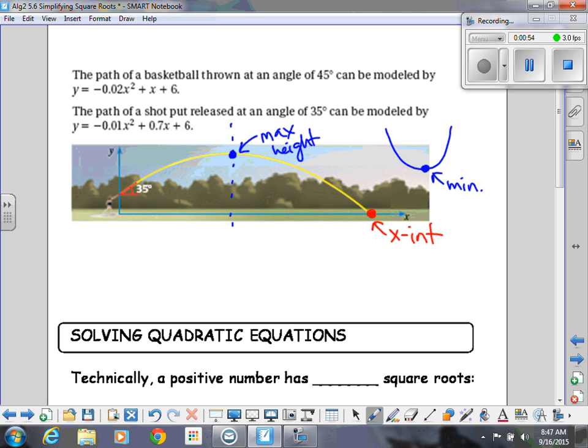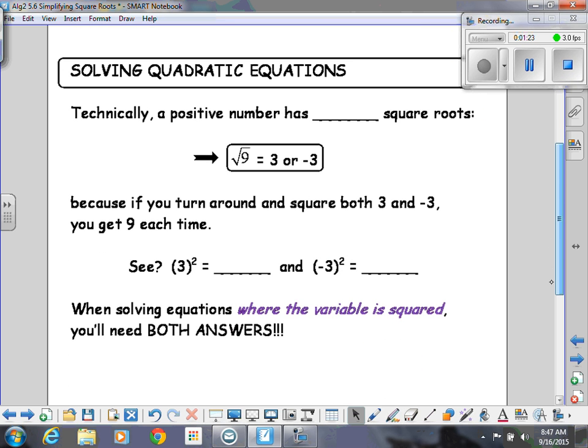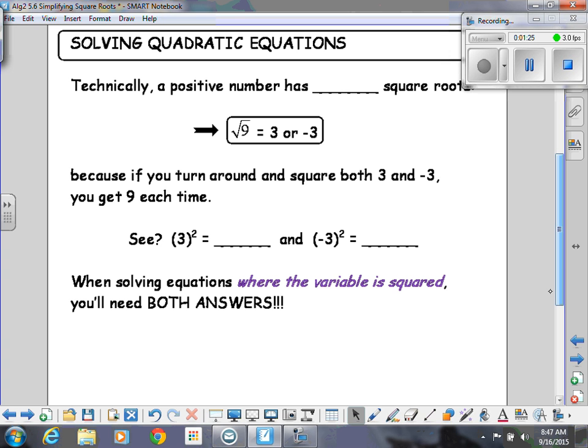So when we solve quadratic equations, we're always saying, okay, let's say this is the shot put one. So y equals this equation. Well, I want to know, when is this equation equal to 0? So I want to be able to solve that equation and find, where does that shot put hit the ground? That's important. All right, so let's talk about solving quadratic equations. There's lots of different ways we can do that. And first I want to talk about taking square roots.